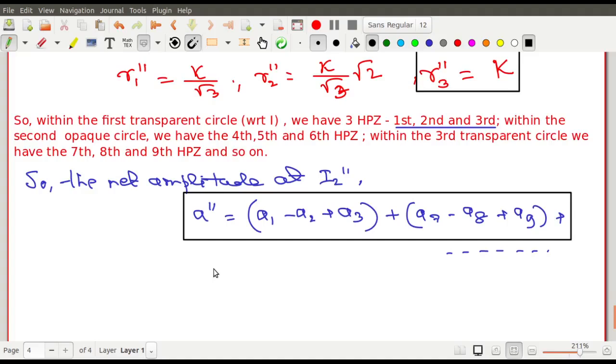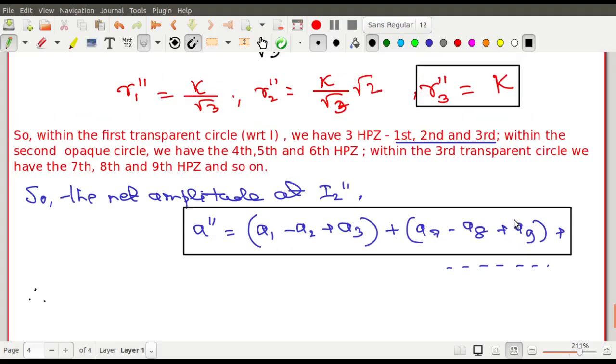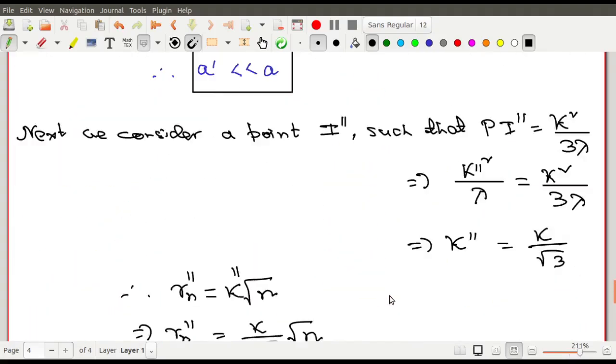A double dash is lesser than A, but it is greater than A dashed. So therefore, just to look at this equation, you have more number of positive terms over here. Negative term, look, from each bracket there is one. From each bracket you have one negative term, but the number of positive terms has increased over here.